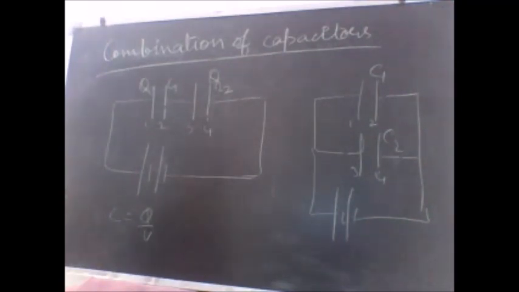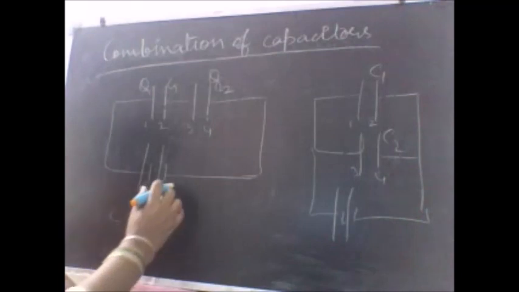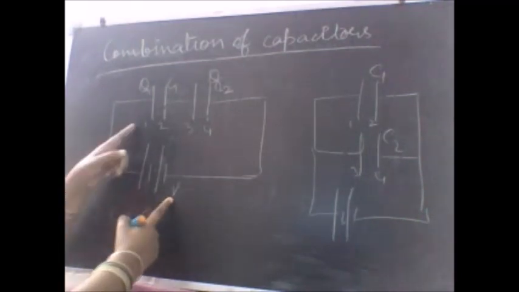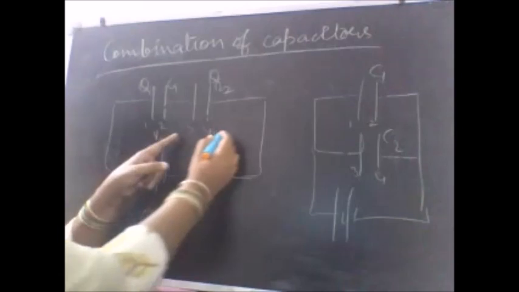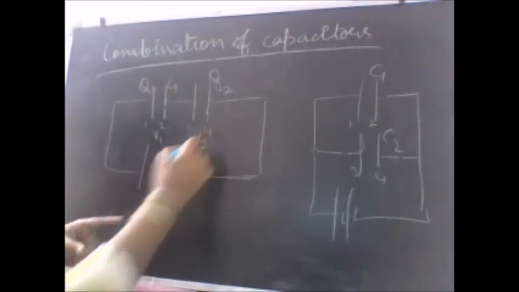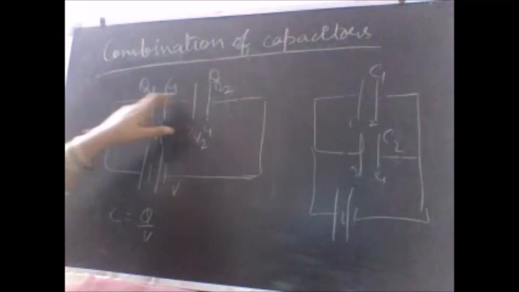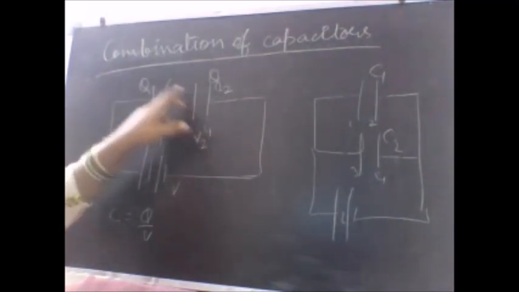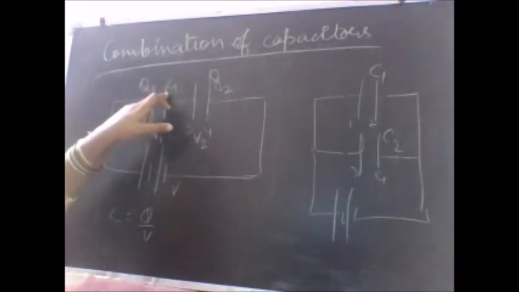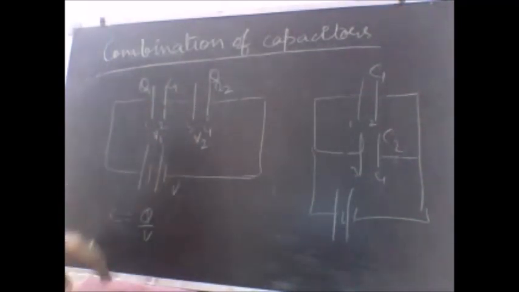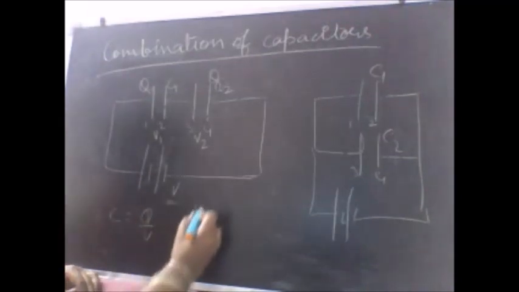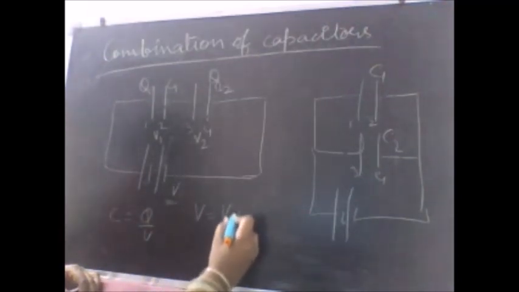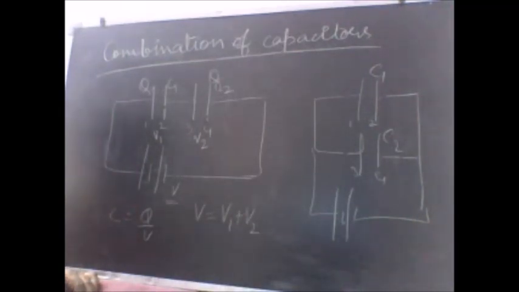What about the potential? Whatever the potential is offered by this battery V, for example, this potential will be divided amongst these two capacitors. If the capacitor's value is same, then the potential of course will be same, divided equally. And if the values of the capacitors are different, then obviously the potential will be different. So here the potential which is offered by the battery will be equal to V1 plus V2.